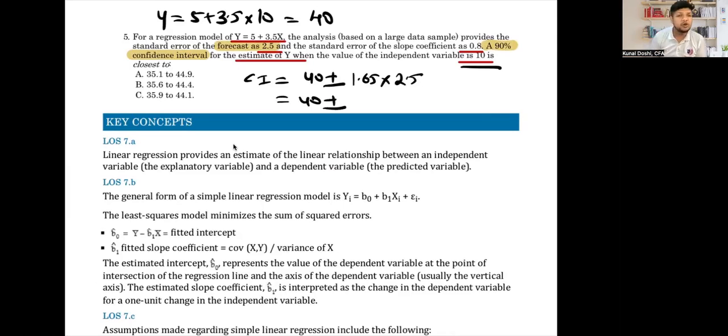Can you do 1.65 into 2.5? Let me know what's your answer. Are you getting 4.1? 4.125, or you can say 4.1 approximately. So now do 40 plus 4.1 minus 4.1. You will get approximately the answer as, yes, everyone? Correct, 35.9 and this. So the answer is C. Am I correct, everyone?